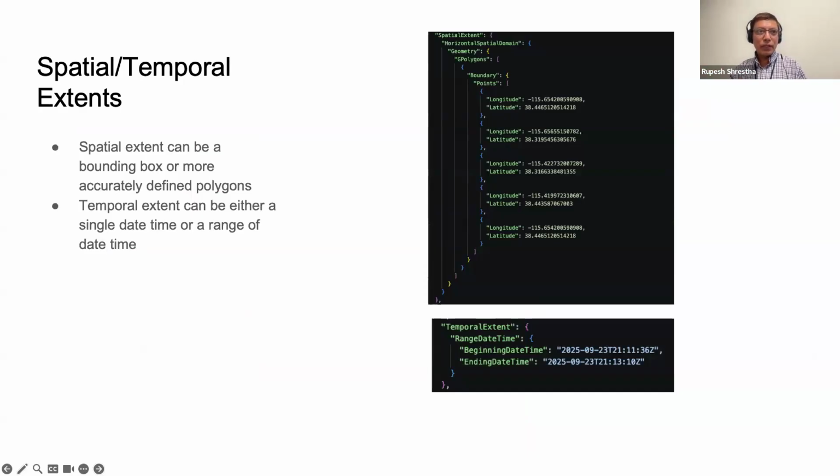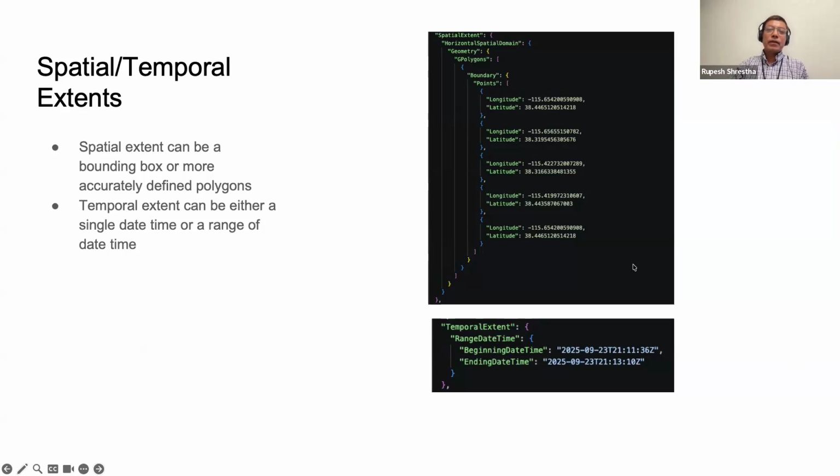So this is for the spatial and temporal extent. This is one of the first things that needs to be provided for each granule. The spatial extent can be a bounding box or more accurately defined data bounds, such as polygons. So here is the screenshot on the right.